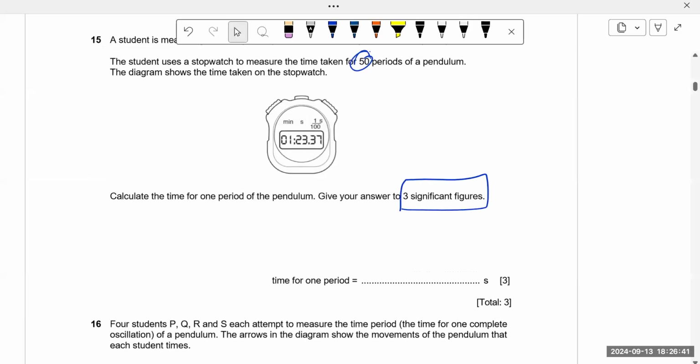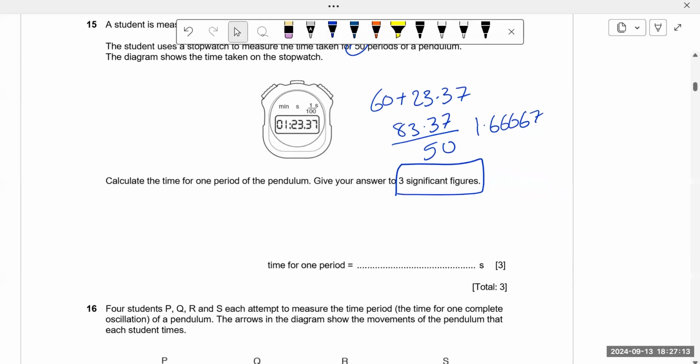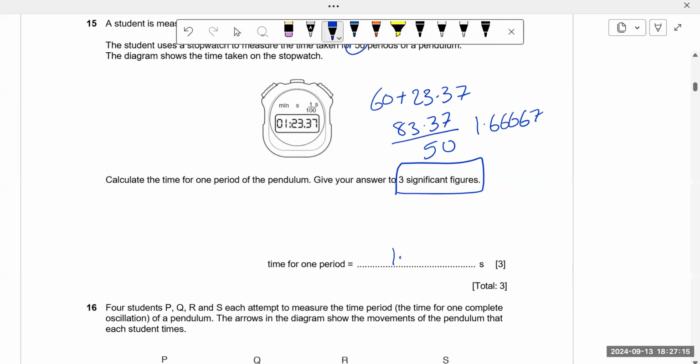Okay, so this reading is 50 periods of a pendulum. What is the reading? 60 plus 23.37, which is 83.37. So to get one period, I have to divide by 50, okay? If I divide by 50, I think the number will be 1.66667 or more and more. So it says 3 significant figures, so I have to count 3 significant figures and then round. So the number should be 1.67.